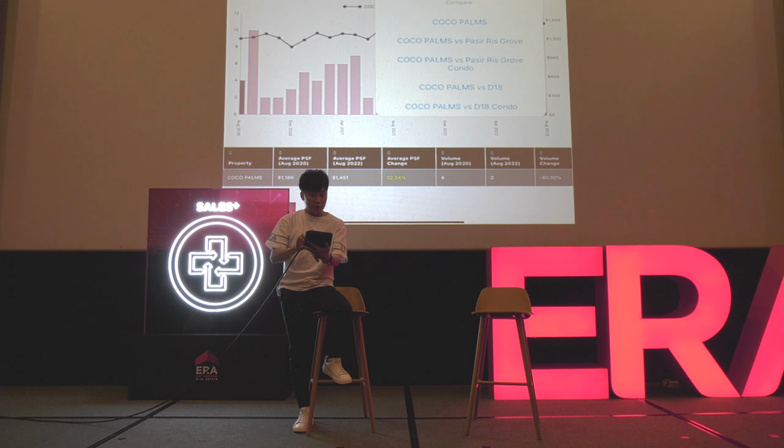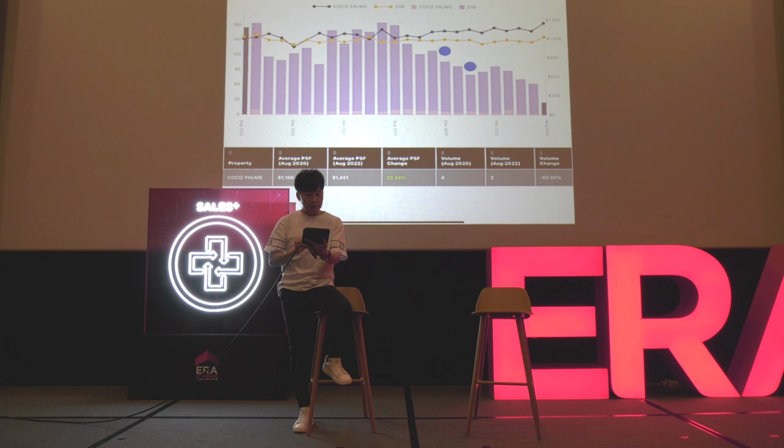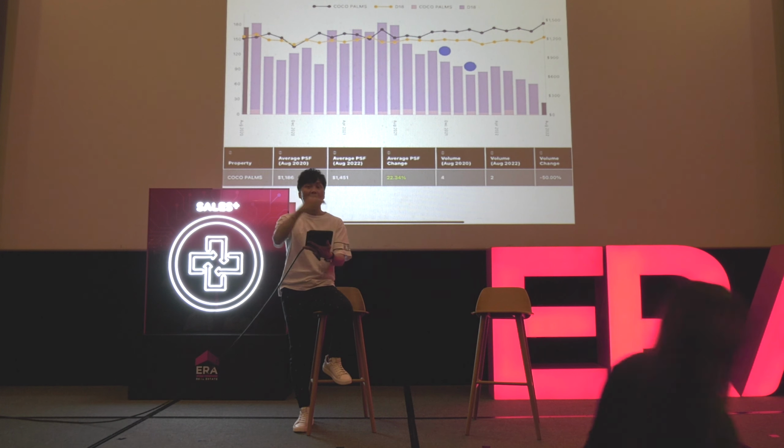So Cocoa Palms, for example, I want to compare versus D18 condos only. I click on this, and immediately I'll be able to see how my pricing compares to the rest of the condominiums in Pasir Ris itself. Isn't this fantastic? Actually, there's some more things we can show you about landed property.